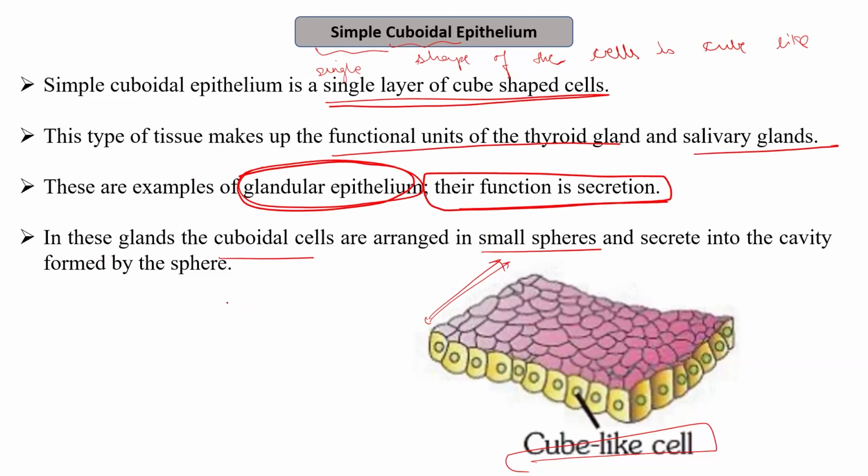by the sphere. So like this, they are arranged, and they secrete into the cavity which is formed by the sphere of the cell. So cells are arranged like this, and they secrete into the cavity which is formed by the cells.